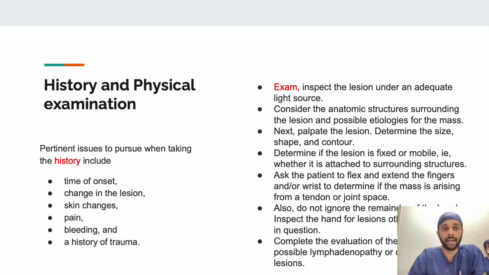Once you have the entire detailed history, then you start examining the lump. You need to inspect the lump in an adequate light source and have a complete look at how it looks.